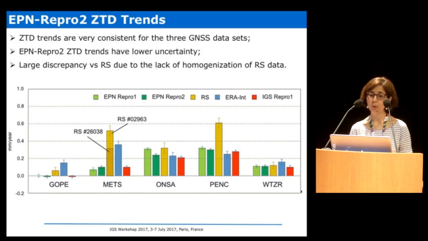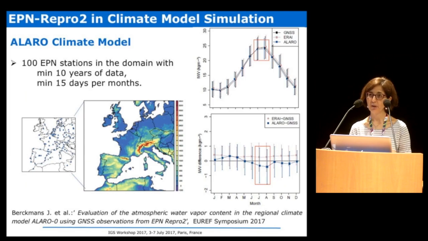Now I'm going to show you 2 examples of data exploitation of the dataset for climate research, which is an emerging field of research. One is the use of Repro2 in climate model simulation. This is an activity which is ongoing at the Royal Meteorological Institute of Belgium, and they are using the ALARO climate model, and they are doing the assessment. This is the ALARO domain, and within the domain they have chosen 100 EPN stations on the basis of these two criteria.